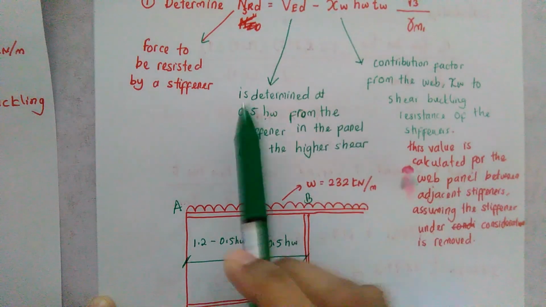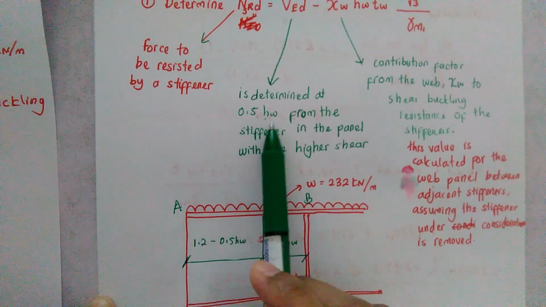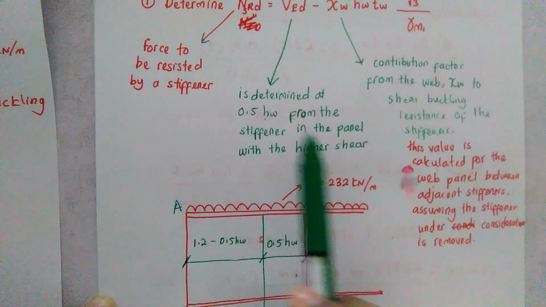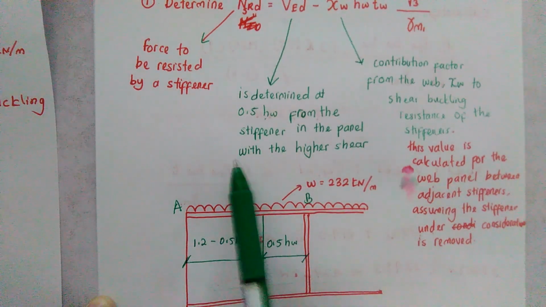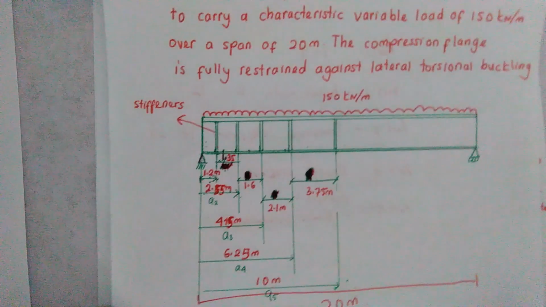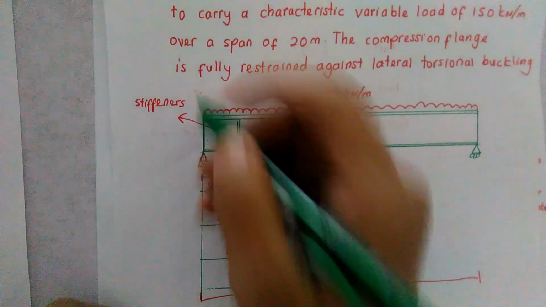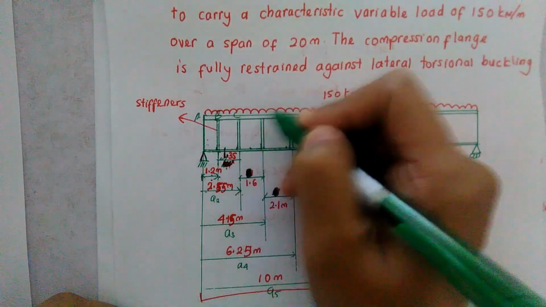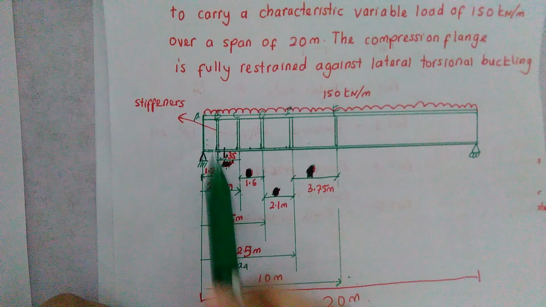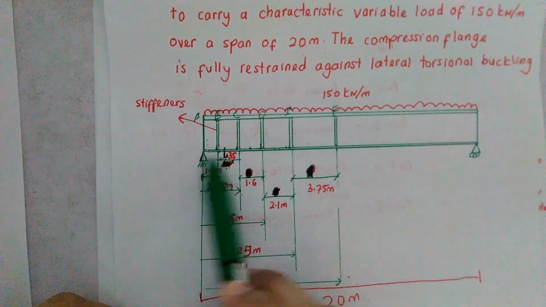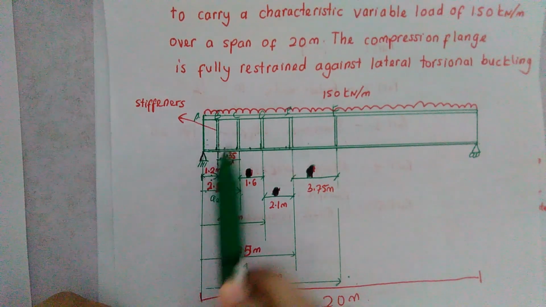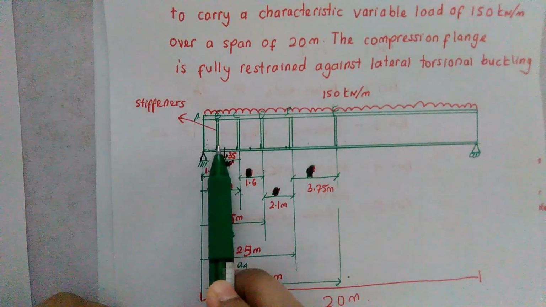So VEd is determined at 0.5 hw, which is the height of web, from the stiffener in the panel with a high shear. What does this VEd mean? Refer back to our question, where you can see we have those panels: Panel A, B, C, D, E, and F. Now we are designing these panels and we are looking for the first stiffener, which is the stiffener at position B, the transverse web stiffener.